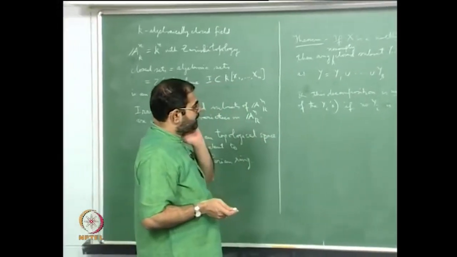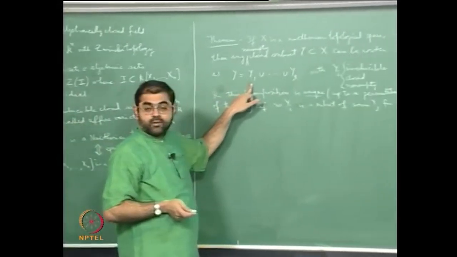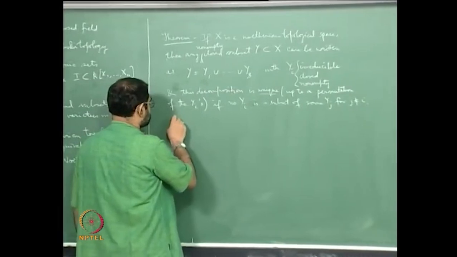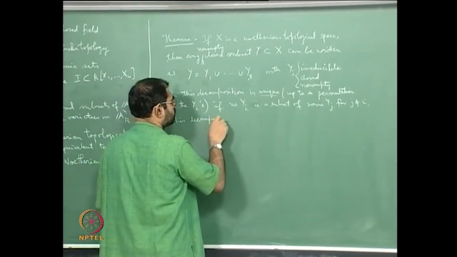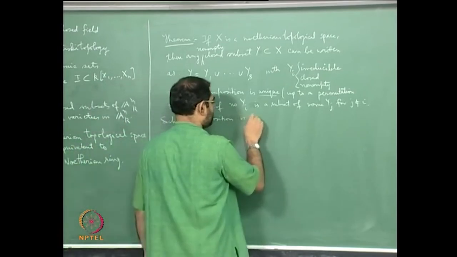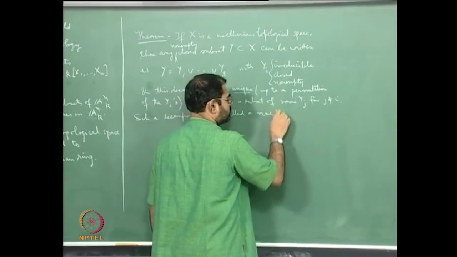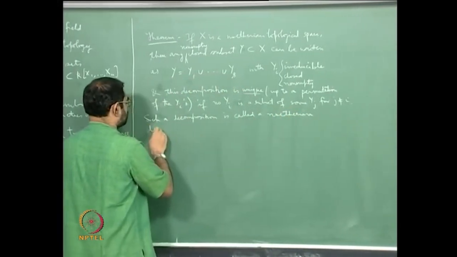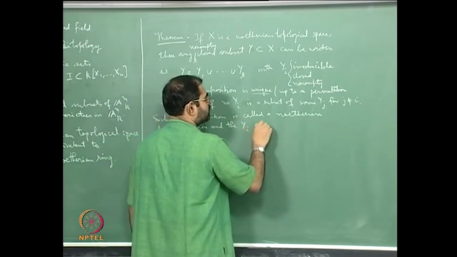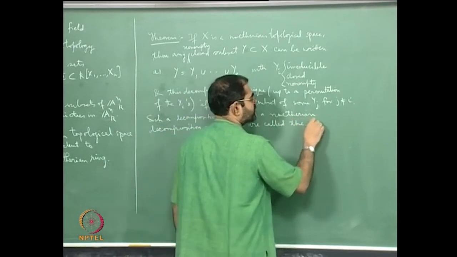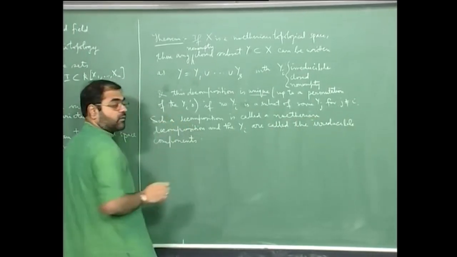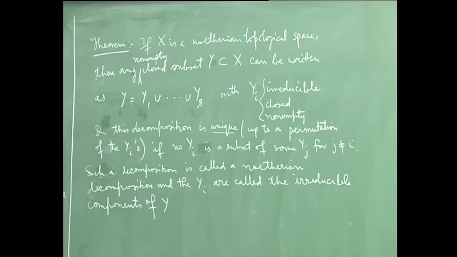Now the Yi's are called the irreducible components of Y. So each Yi is called an irreducible component of Y. Such a decomposition is called a Noetherian decomposition, and the Yi are called the irreducible components of Y.